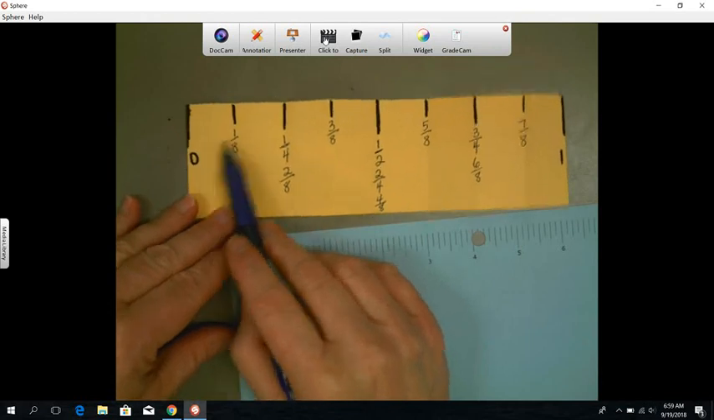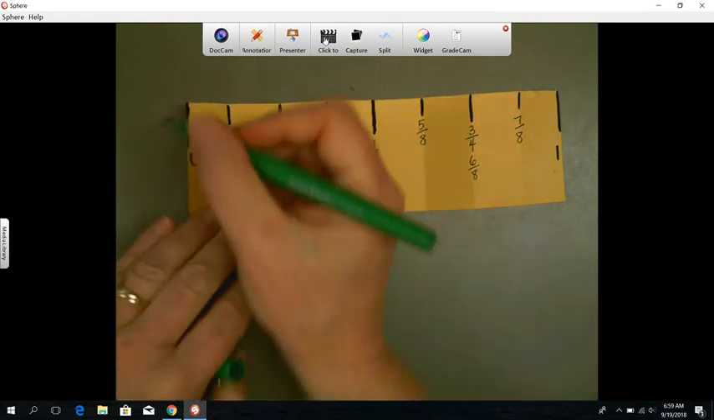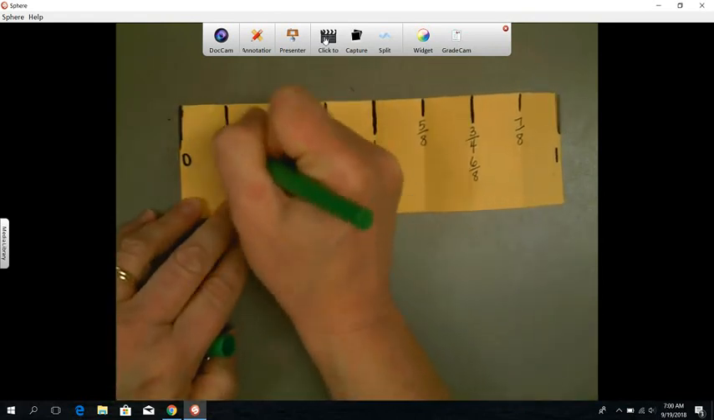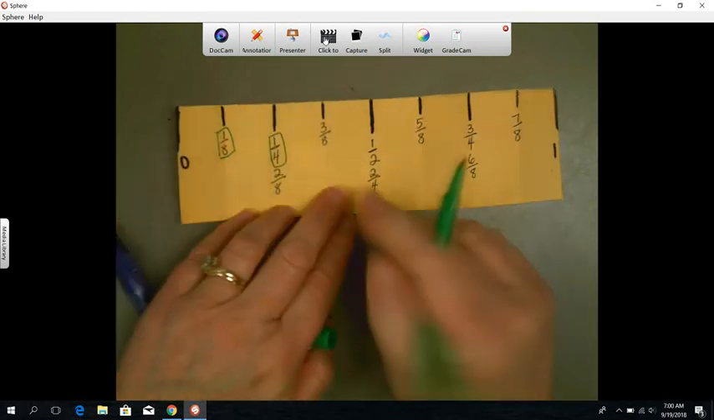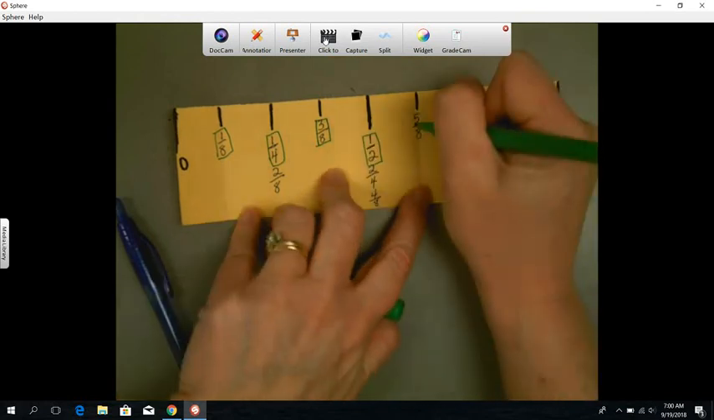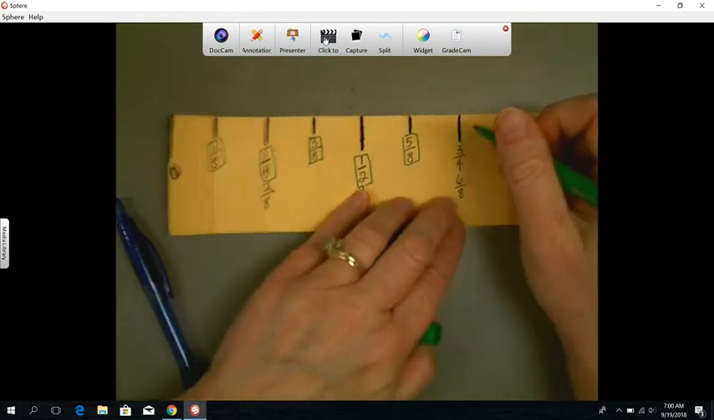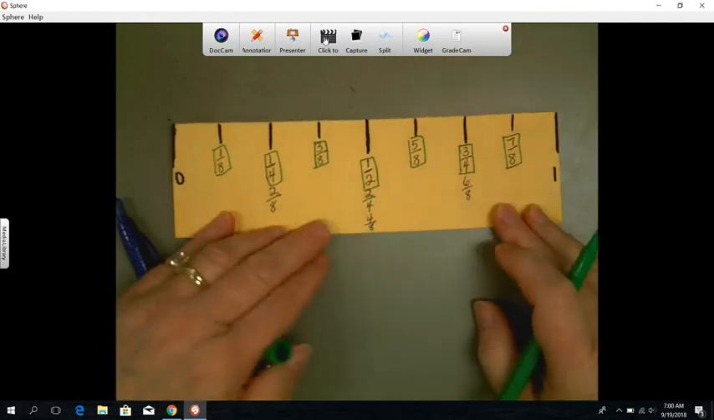I've marked them, some of them several times, with the different equivalent fractions, but we always want to go with the most simplistic or simplified version. So I would say 1/8 for this one, 1/4, 3/8, 1/2, 5/8, 3/4, and 7/8. Those are the ones that I would use when I go to measure something.